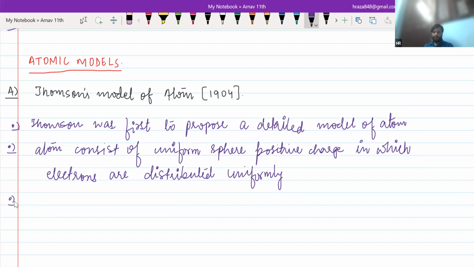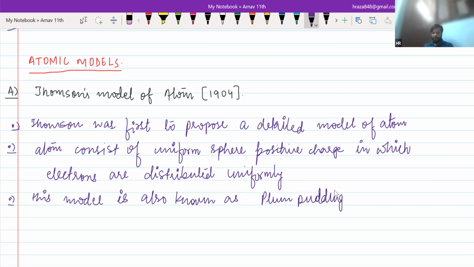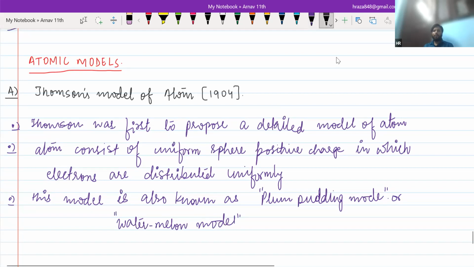Next point about Thomson's model we can write. This model is also known as the plum pudding model. And the next point, it's also called the watermelon model, because he compared this atomic model to a watermelon.